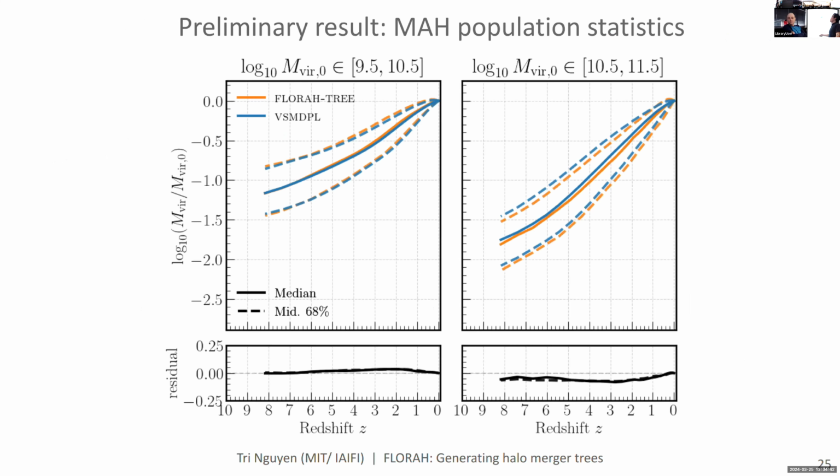And you can do some kind of comparison that's very similar to how you compare the mass assembly history. First, you can look at the mass assembly history, and you can try to see if the FLORAH tree is matching with the very small MultiDark. So here you see that the alignment is no longer perfect, but this is still work in progress. As a reminder, this is mass as a function of redshift.